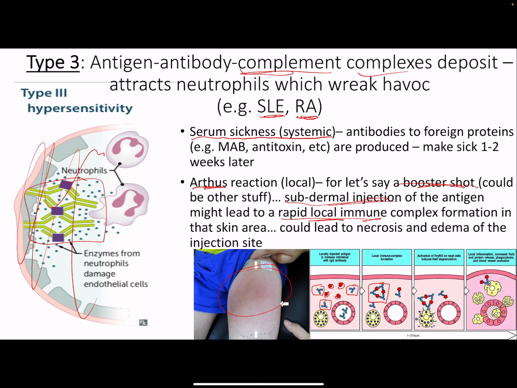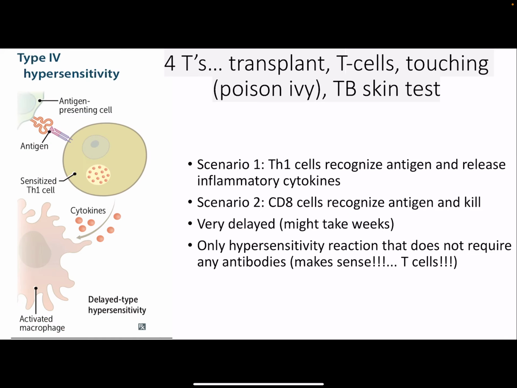So they'll form these complexes, and rather than, again, going into circulation, which would be more of a serum sickness, immediately my cells start recognizing them, causing inflammatory response, etc., and that's why you get this. So type 4, 4 T's: transplant, T cells, touching, and tuberculosis skin test. But I think the better way to think of it is just anything to do, definitely the T cells, but anything to do with the skin.